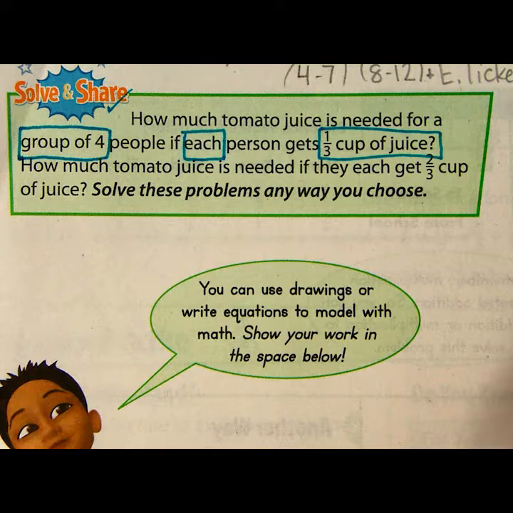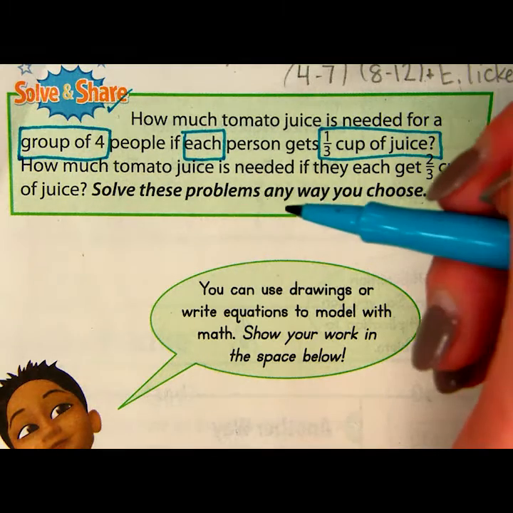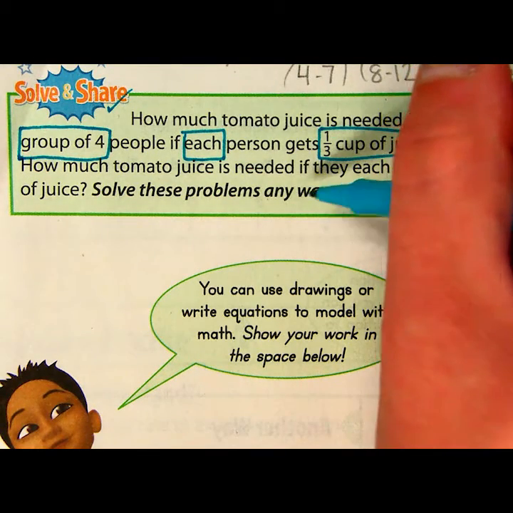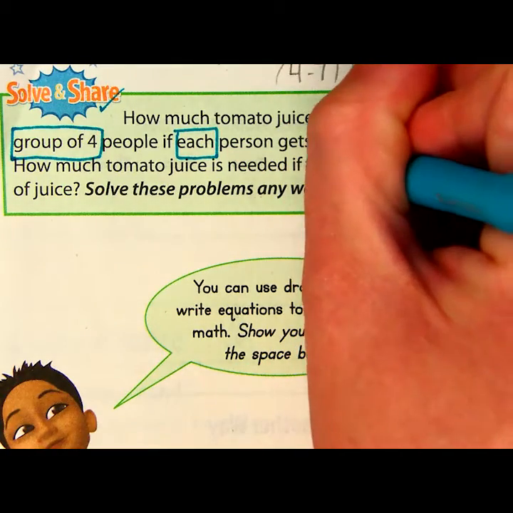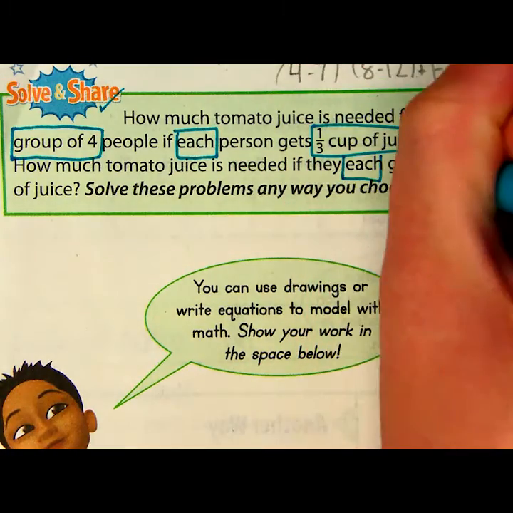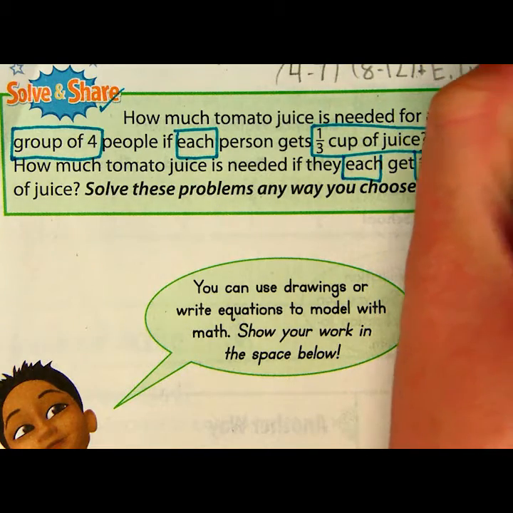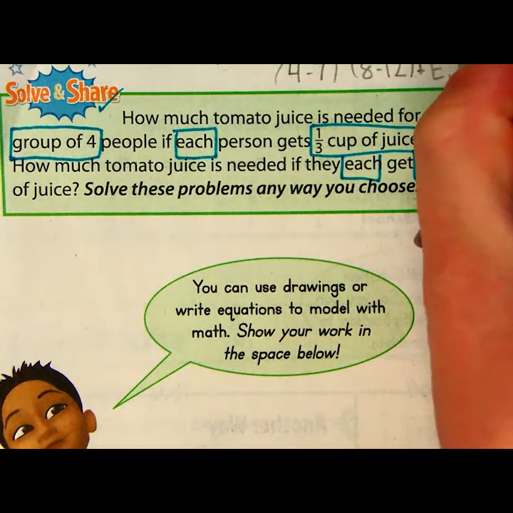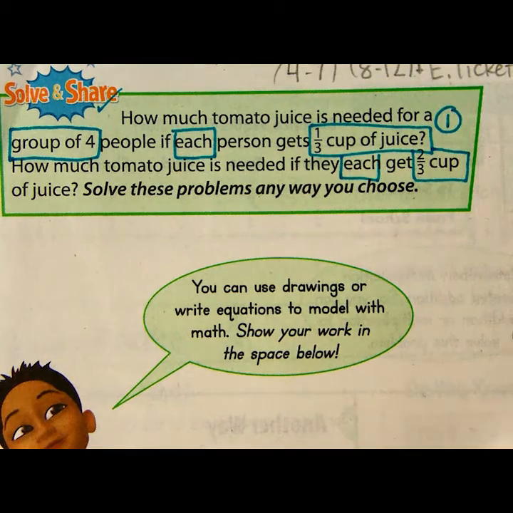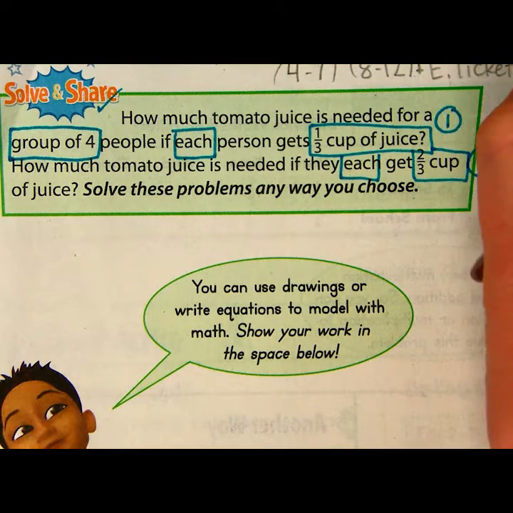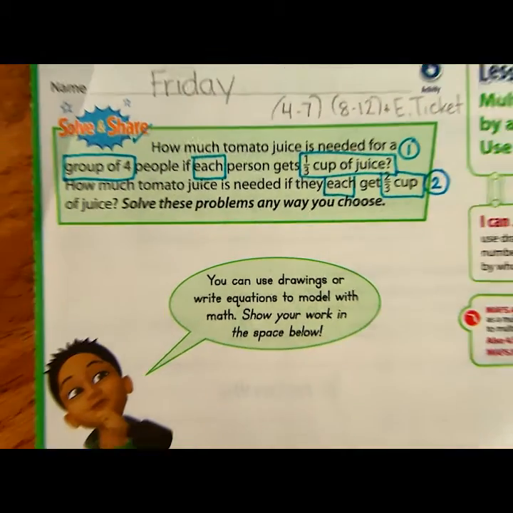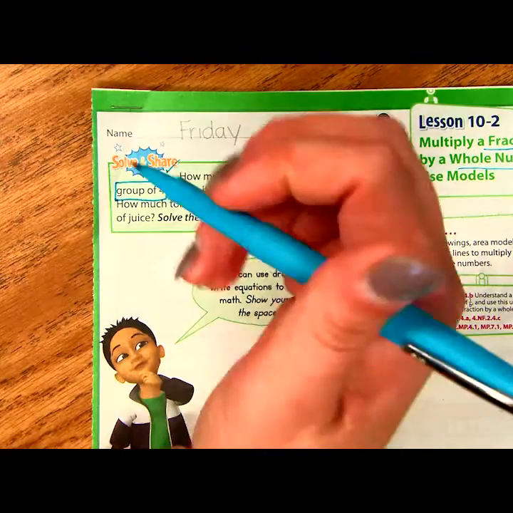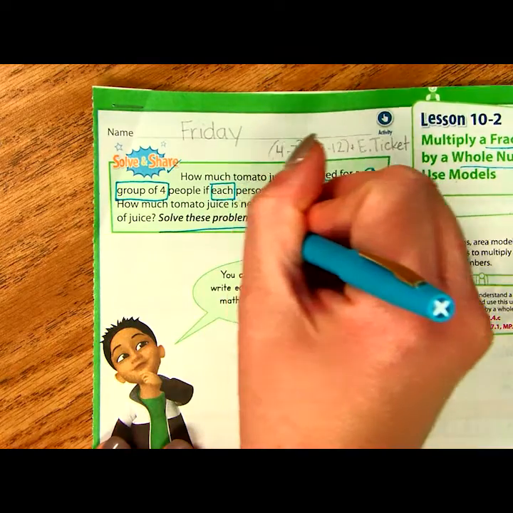Let's read the second part of this question. How much tomato juice is needed if they each get 2/3 cup of juice? So again, each is the key word. Now they've just changed it, like a what if. So we technically have one problem here, and then a second problem, as in what if we change it and now they get a little bit more. So I'm going to zoom out. And it says that you can solve these problems any way you choose.